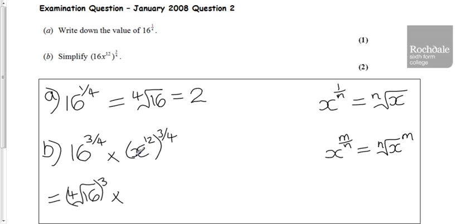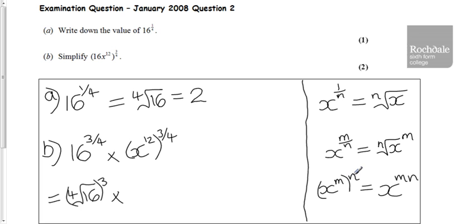The algebra bit, x to the power 12 to the power 3/4, brings us to yet another fact you need to know from the laws of indices. If we have x to the power m all to the power n, I call this a power of a power, and when we have that, we need to multiply the powers. So a power of a power, to get rid of the brackets, we simply multiply the powers together. The base of the power doesn't change.